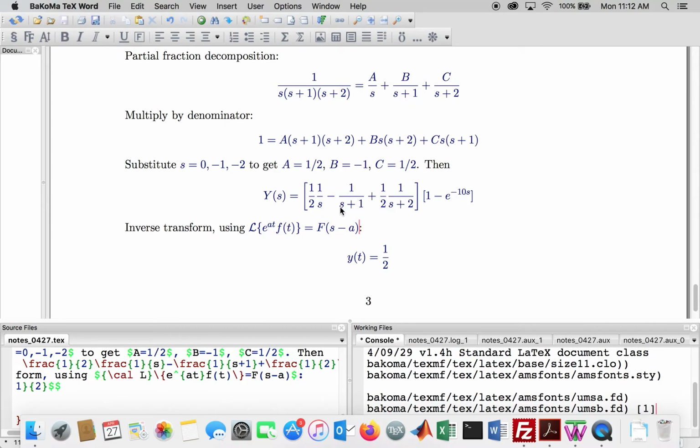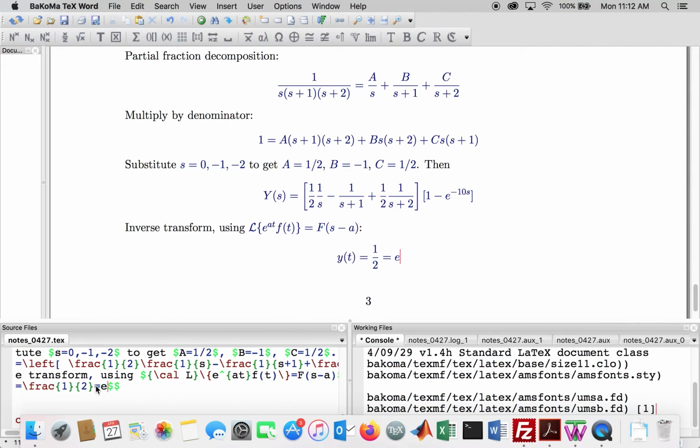Here, for instance, I have the function capital F of s is 1 over s, but there's a shift of a equal to minus 1, because I have 1 over s plus 1. So the inverse transform of that is e to the minus t, times the inverse transform of 1 over s, the unshifted form. But the inverse transform of 1 over s is 1, so that's all I have for this term.